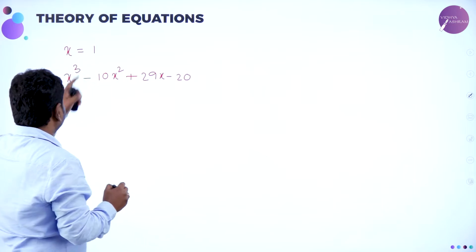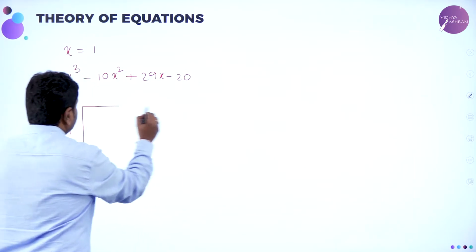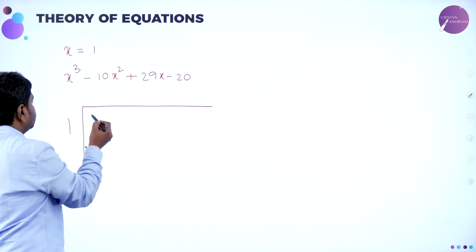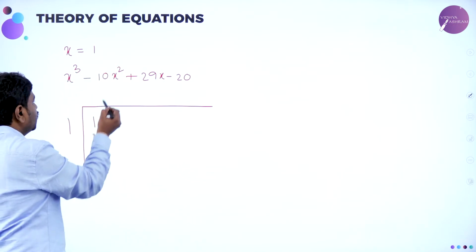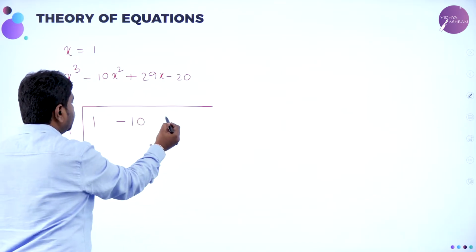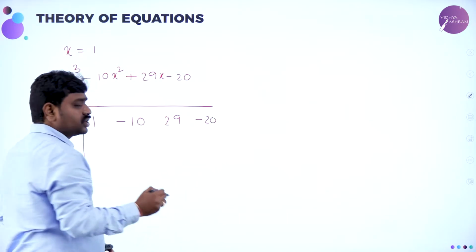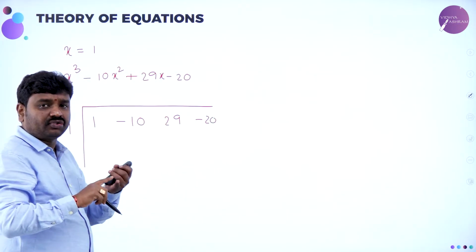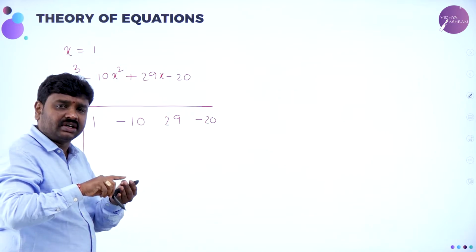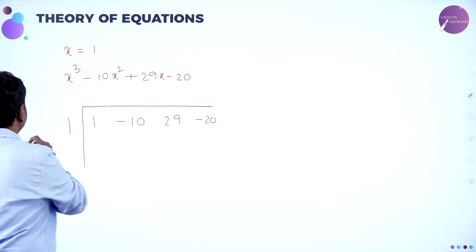So now synthetic division, what is meant by synthetic division? One of the roots we call as the multiplier, that you should take outside, and then take the coefficients of x cube first. What is the coefficient of x cube? 1. Then the coefficient of x square, minus 10, then the coefficient of x, 29, then write the constant, that is minus 20. Our task is to write the coefficients of x cube, then x square, then x, and then the constant in order. So I have written it, and outside I should write the multiplier.